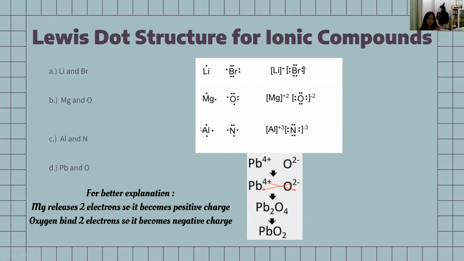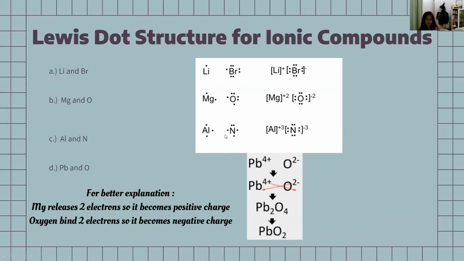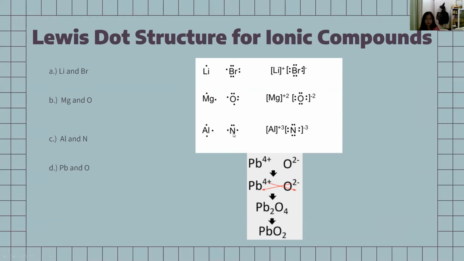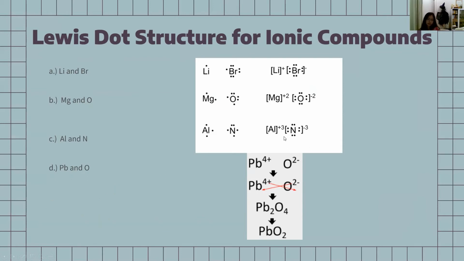And then next is aluminum and nitrogen. So aluminum's valence electron is 3, and the nitrogen's is 1, 2, 3, 4, 5. So for nitrogen to be stable, it needs 3 more electrons, right? And so you can say that this is plus 3, and this needs 3 more, so we can write it as negative 3. And we cross multiply, it becomes Al3N3, with negative 3.